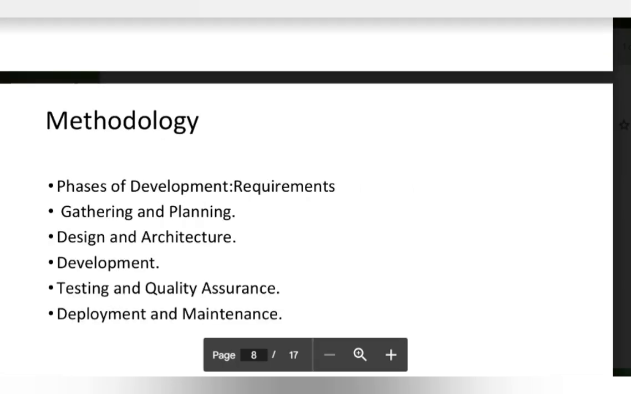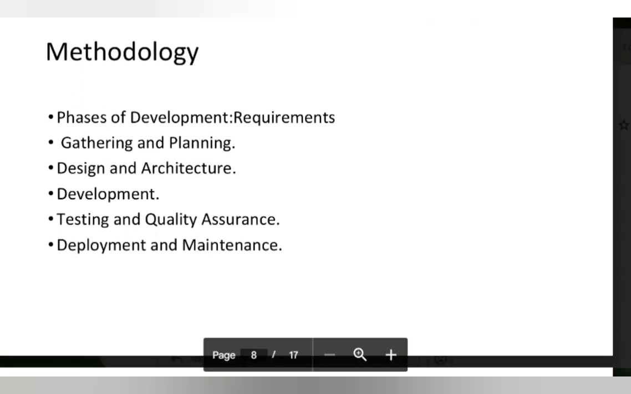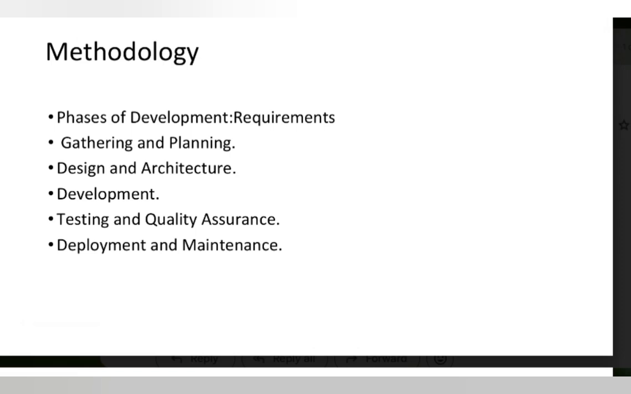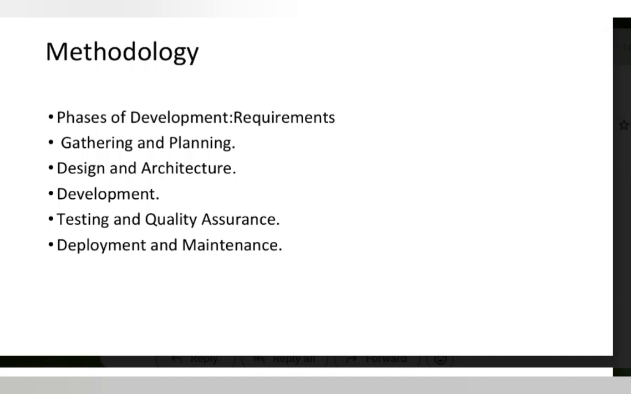Now let's move on to methodology. Phases of development: requirement gathering and planning, design and architecture, development, testing with quality assurance, deployment and maintenance. To successfully develop a robust web application using the MERN stack, we follow a structured methodology. This methodology is divided into several phases, each crucial for ensuring the quality and functionality of the final product. Let's go through each phase in detail. Okay, so requirement gathering and planning.